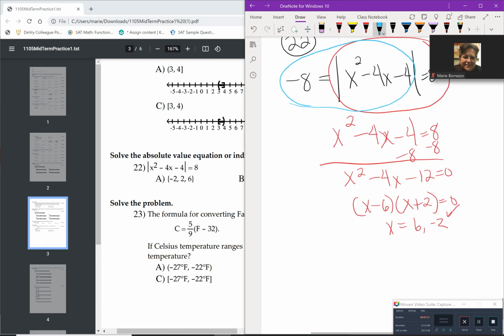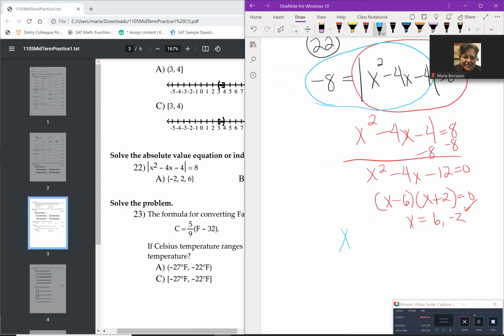So we're good so far as the solution. On the teal side, I'm going to look at this from the perspective of x squared minus 4x minus 4 is equal to negative 8. This time I'm adding 8 over here.